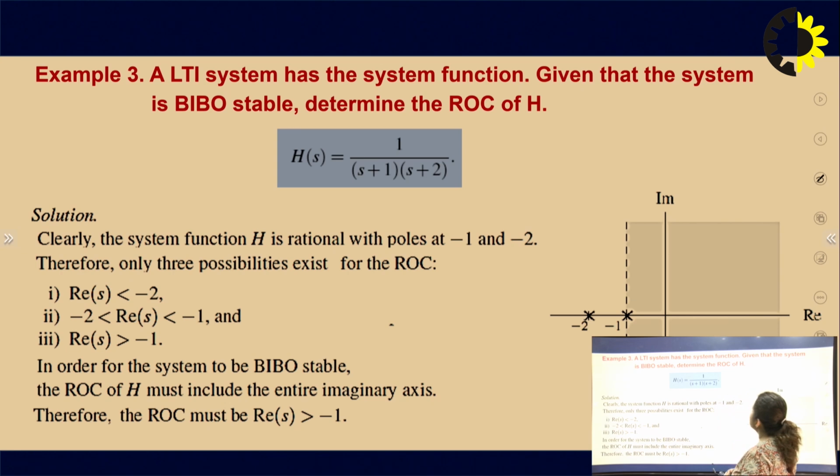So the LTI system has a system function, given that the system is BIBO stable, H(s) equals 1 upon (s plus 1)(s plus 2). We have two poles at -2 and -1. Clearly, the system function H is rational with poles -2 and -1.